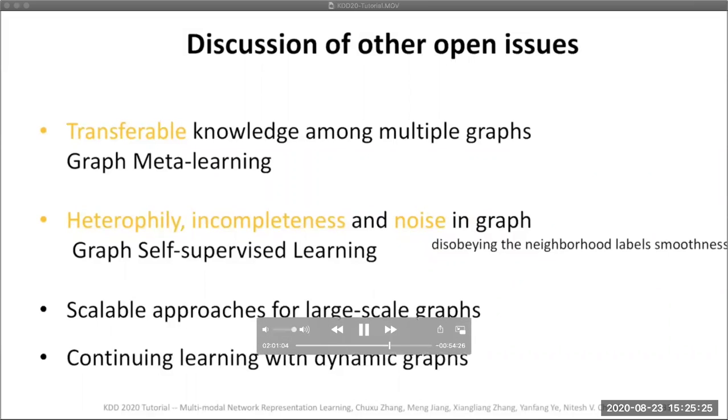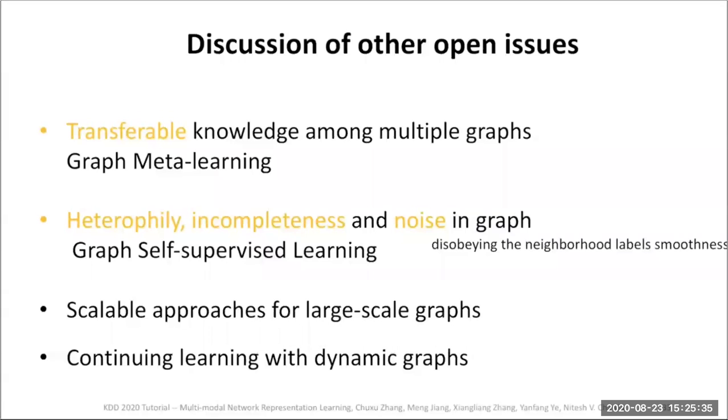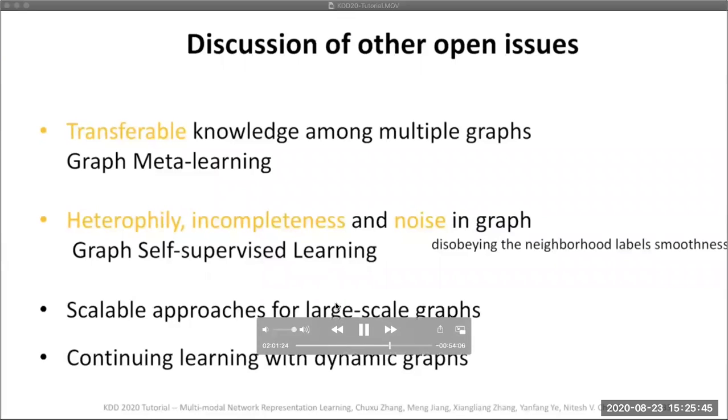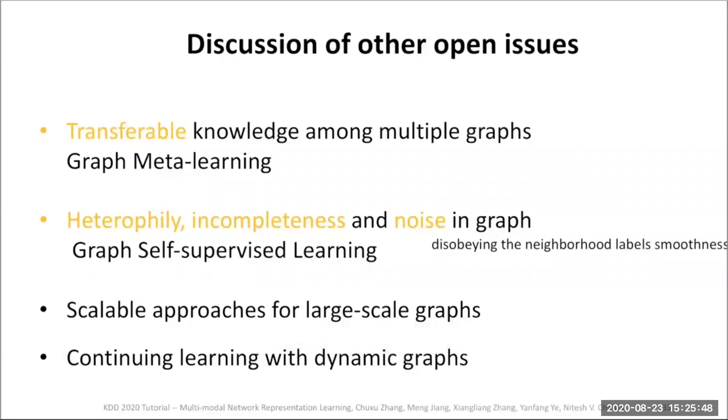We can introduce some other weak signals, weak supervision, to learn the graph embeddings. And of course, the current solutions may or may not work for large-scale graphs. We need effort to make efficient approaches for large graphs. The last issue is that there are many graphs, social graphs, citation graphs, and knowledge graphs, and they may have dynamic features. How to conduct continual learning with dynamic graphs is also an interesting question.